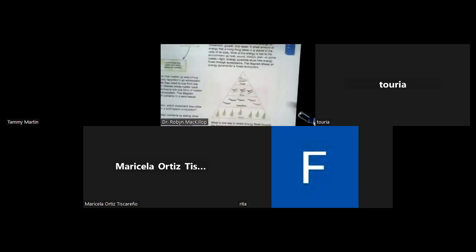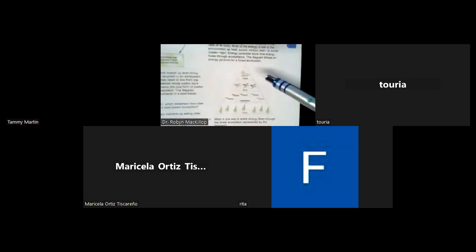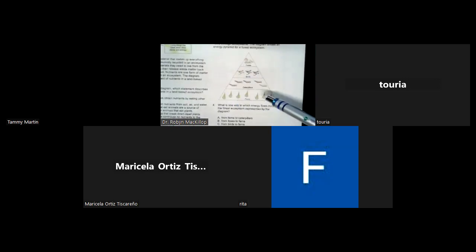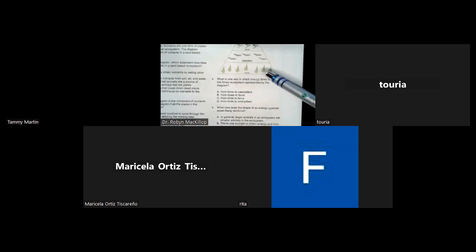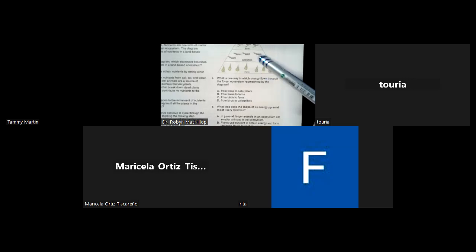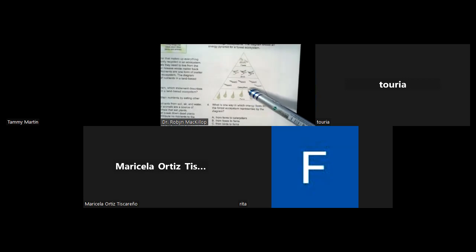All right, we're looking at movement of energy in an ecosystem. We're going to skip the reading unless we have to go back. We've got this nice pyramid, ferns at the bottom, caterpillars, birds, foxes. Which is one way in which energy flows through the forest ecosystem, represented by the diagram? Ferns to caterpillars, foxes to ferns, birds to ferns, or birds to caterpillars. So this is going up.